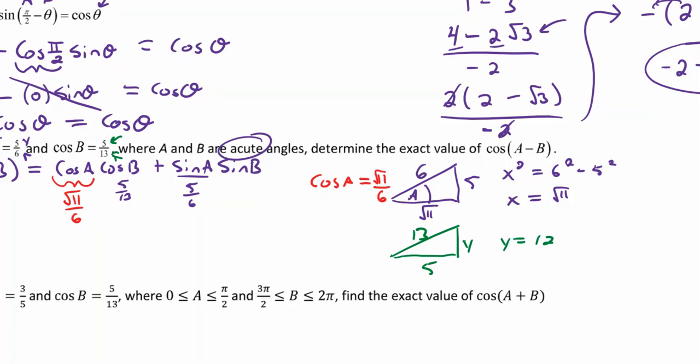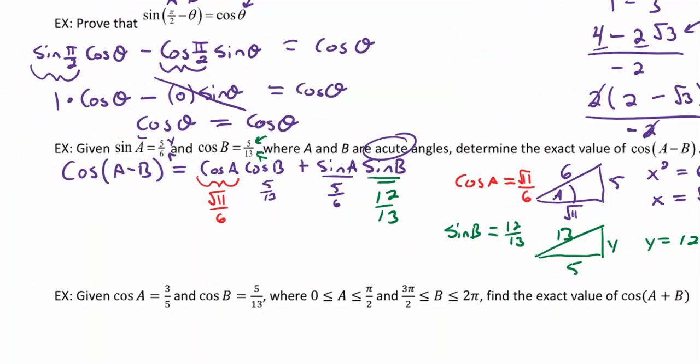Okay, so once we have that figured out, then sine B is equal to opposite over hypotenuse. So this is really going to be 12 over 13. Okay, so that's what this is. And now we're pretty good to go. We actually just put all that together, right?